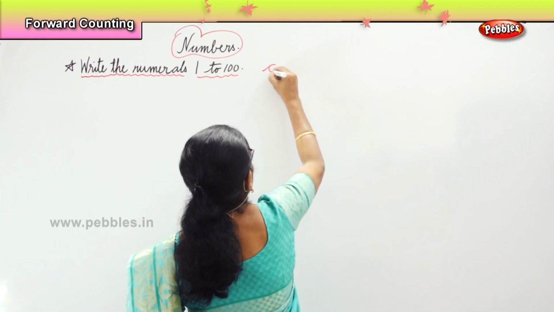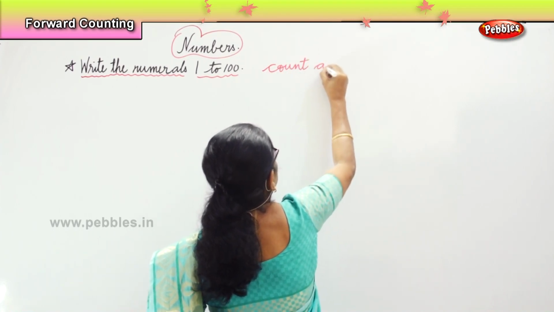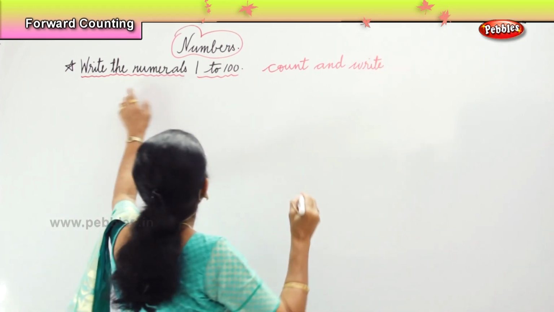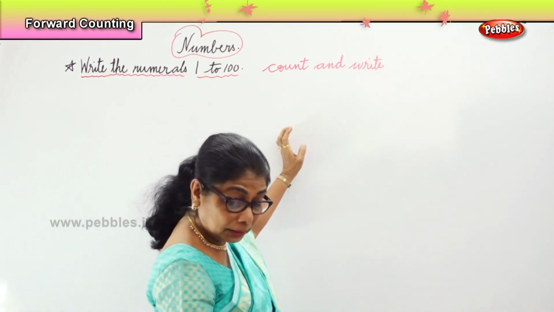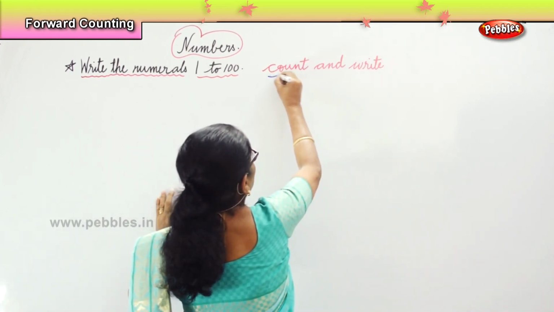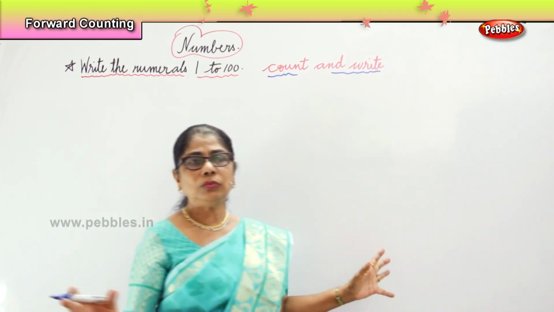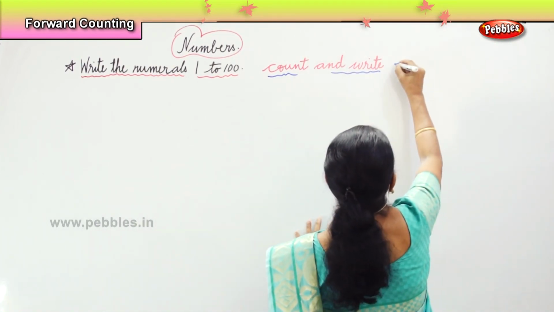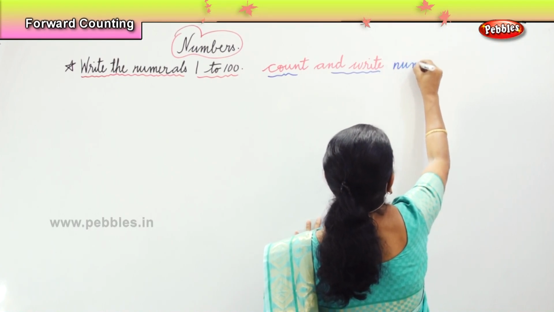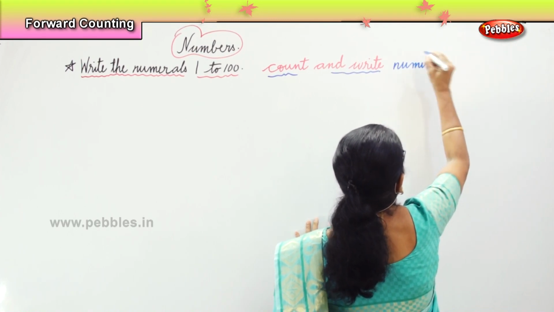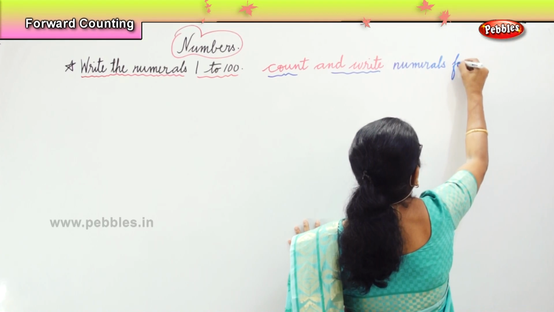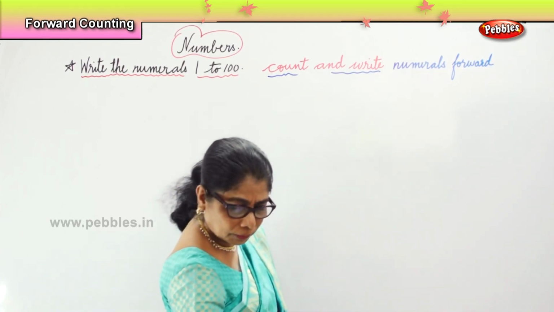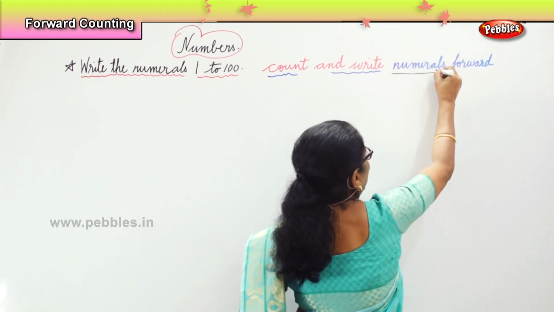So, count and write. What will you write? Numerals 1 to 100. Count and write. Counting, saying is very important so that you do not go wrong. You're going to count, you're going to write numbers forward. Okay? You're going to count and write numerals forward. Forward means what? Straight. You're going to do forward counting.